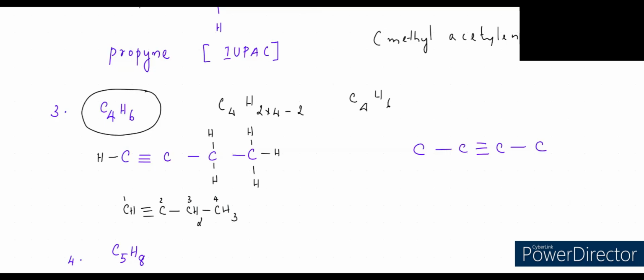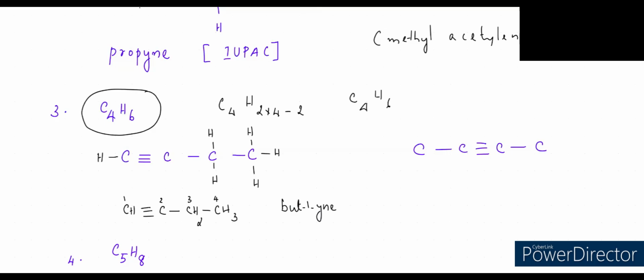How many carbons are there? 4. So but-. What is the homologous series? Alkyne. So -yne. Where is this triple bond present? It's between carbon 1 and 2. The smaller number out of 1 and 2 is 1. Therefore, the IUPAC name of this particular example is but-1-yne.